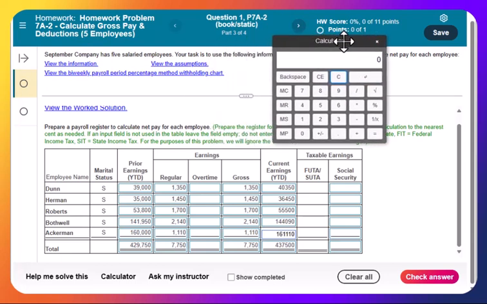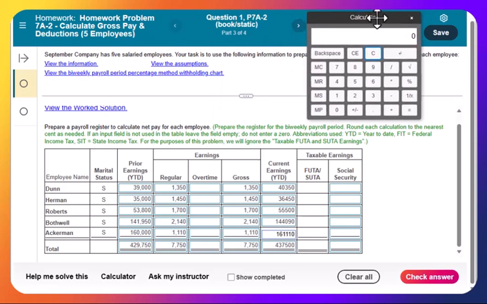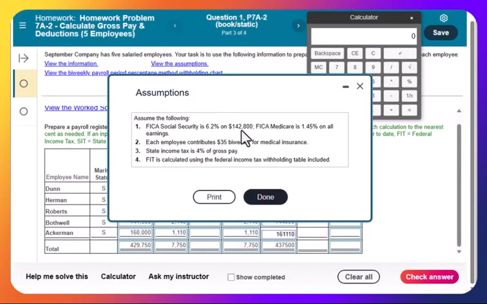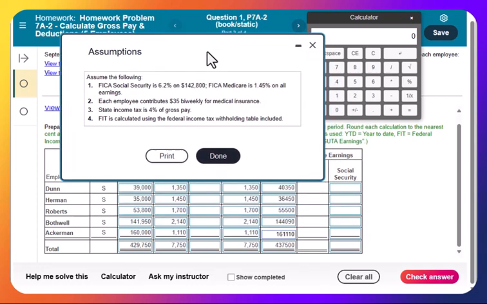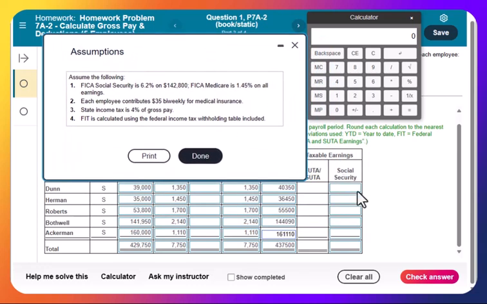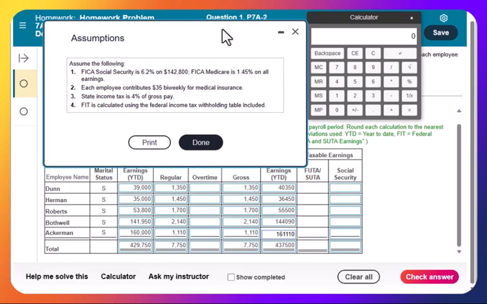So we're moving on to Social Security here. If we look at our assumptions here, the base for that is 142,800. So we can keep that up here as a reminder. And if we take a look, it looks like a few of our employees here have hit that. So we can see the first three here done, Herman and Roberts. We can see that their previous and current here have not hit that wage base.